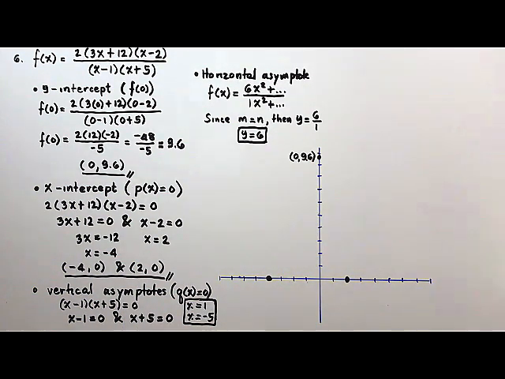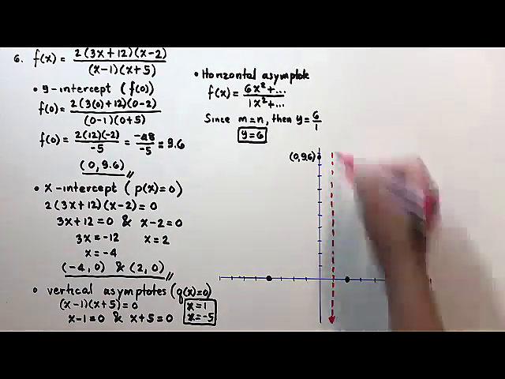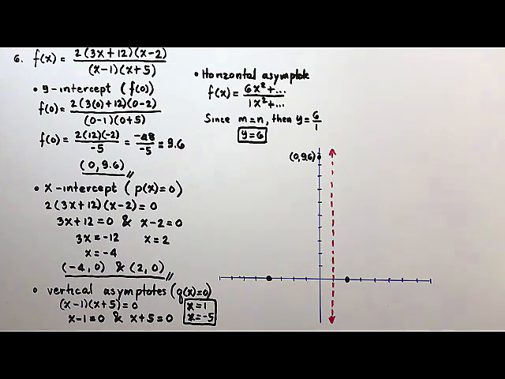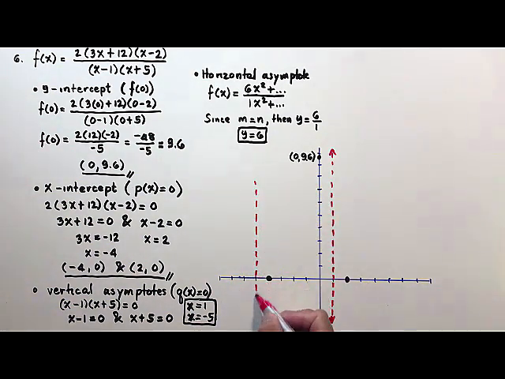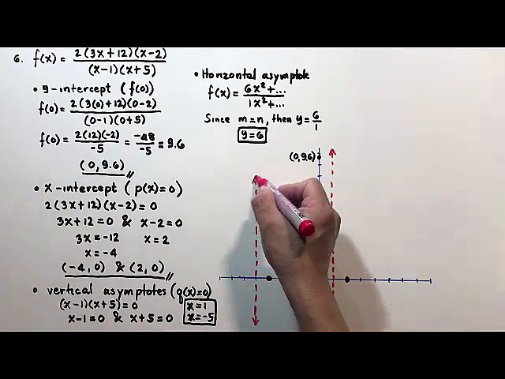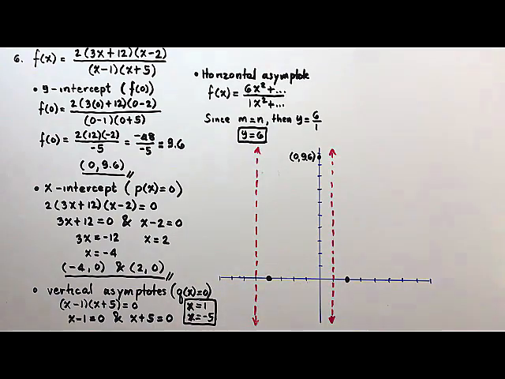And we can also plot our vertical asymptotes. Our vertical asymptotes happen to be at x equals 1. So it's here, x equals 1. And also, we have x equals negative 5. So negative 1, negative 2, negative 3, negative 4, negative 5. So here is our other vertical asymptote.